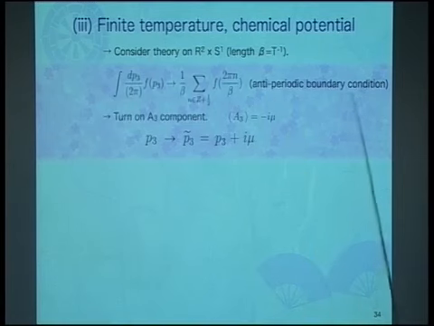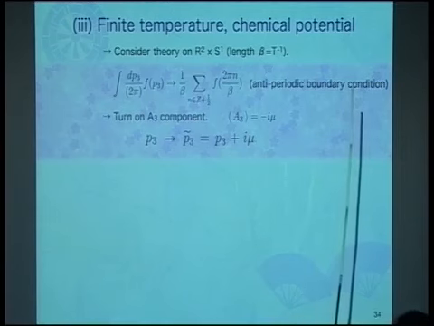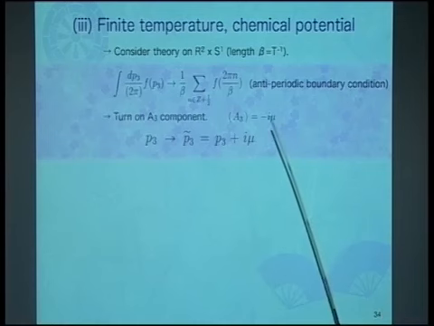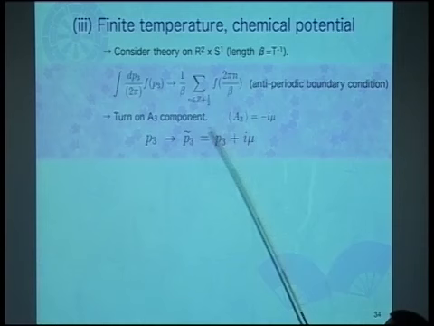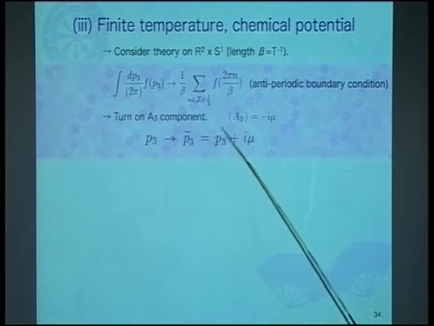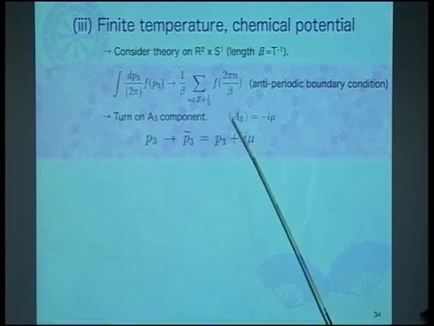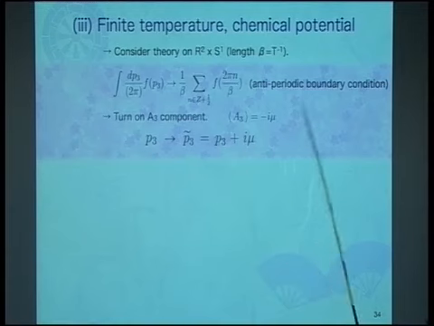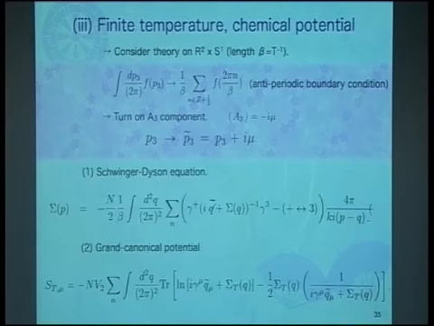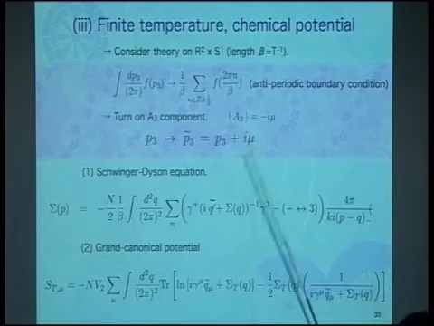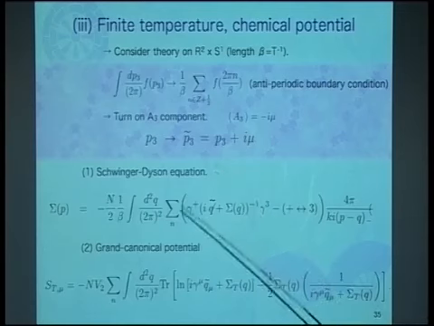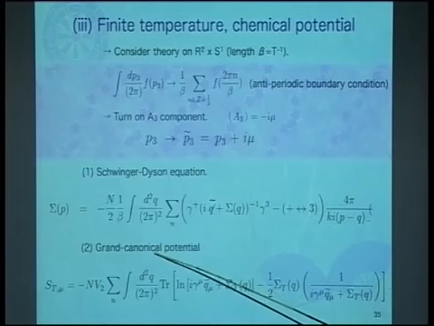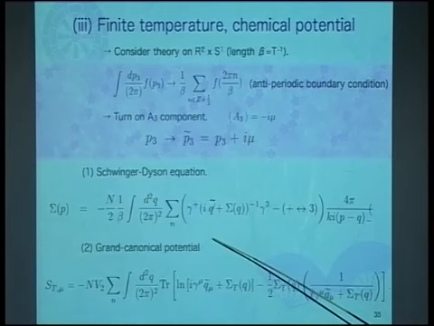And we take the antiperiodic boundary condition for the fermion. And to introduce chemical potential, we turn on the A_3 component like this. And this change is equivalent to changing the momentum p_3 to p_3 plus i mu. So the previous calculation is still available by changing this prescription. The Schwinger-Dyson equation is like this. And now the grand canonical potential, which corresponds to the effective action, is written like this.